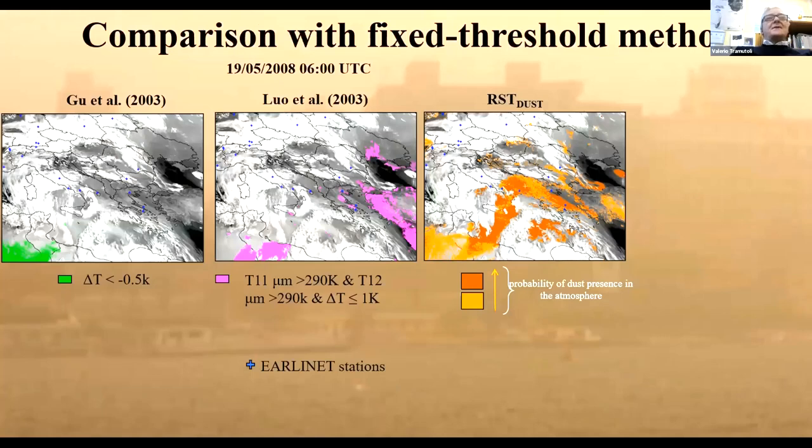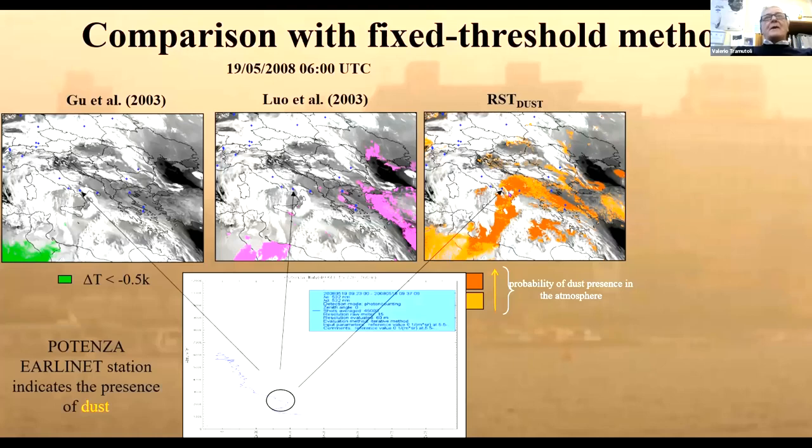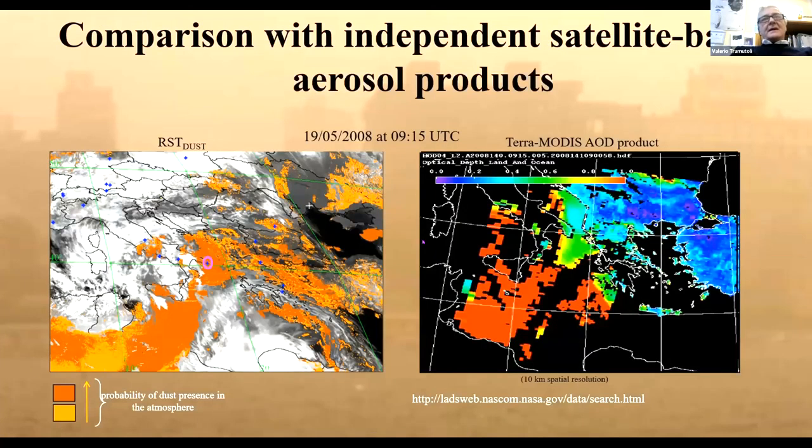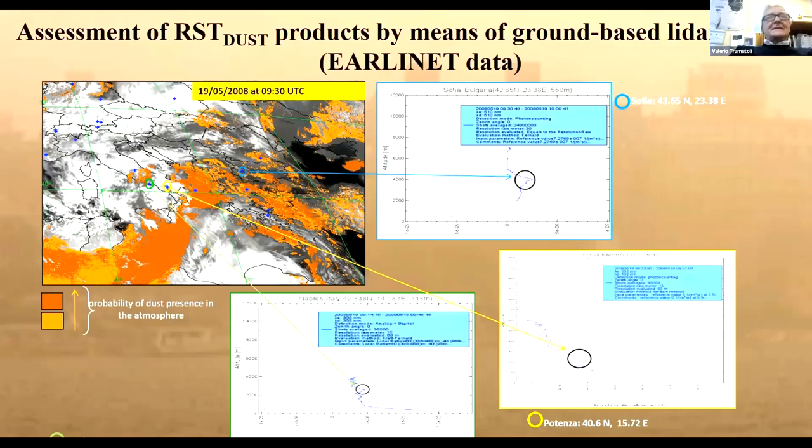And the comparison with ground observation was quite interesting, because we compared our method with the one of Lu and Pratt, and you see that our map corresponds to the measurements made by the LiDAR system in Potenza, and was also confirmed by the OMI aerosol index. You see, we detect sandstorms that are not detected by other methods. The comparison with the MODIS aerosol optical depth product was favorable. I skipped the other validation.